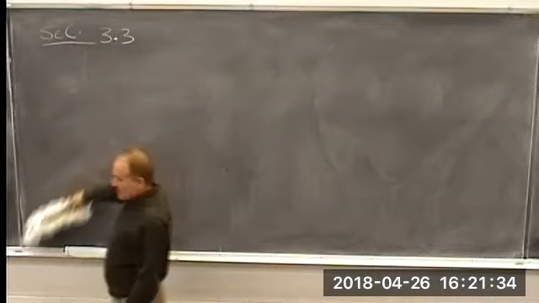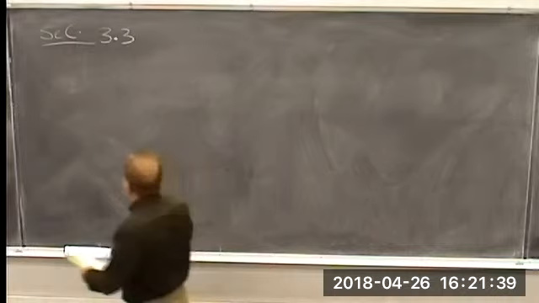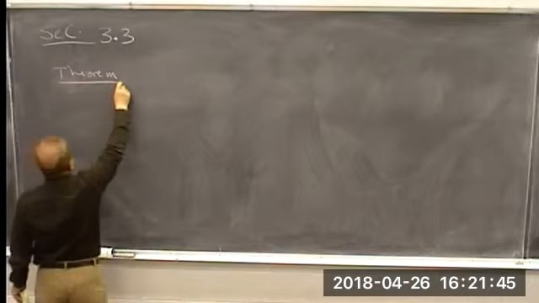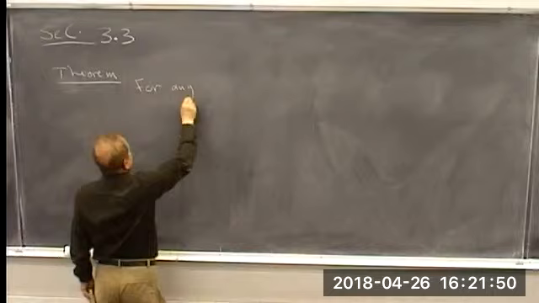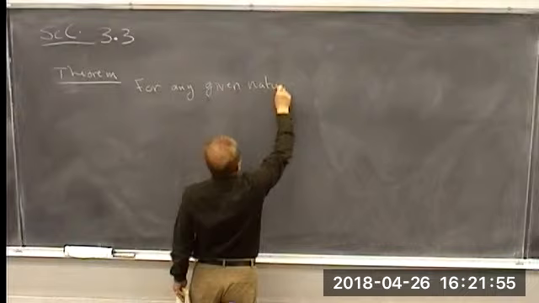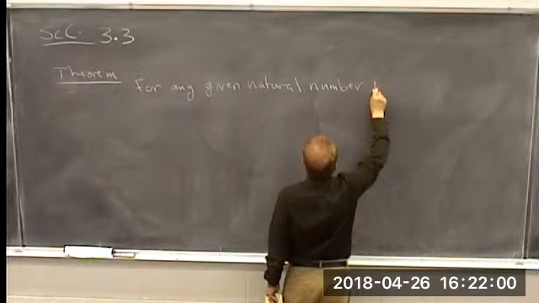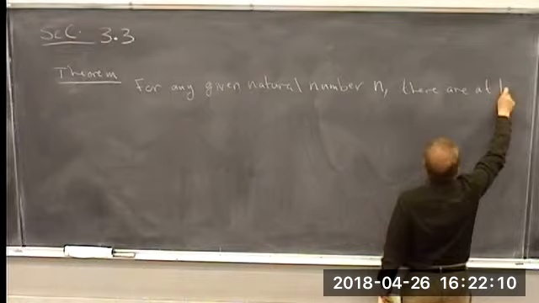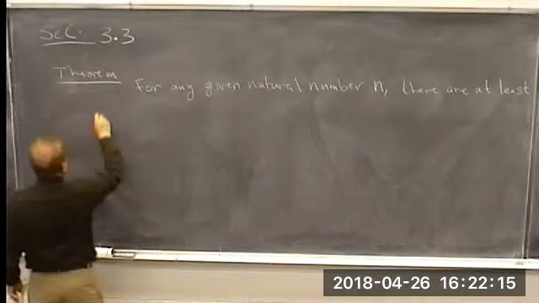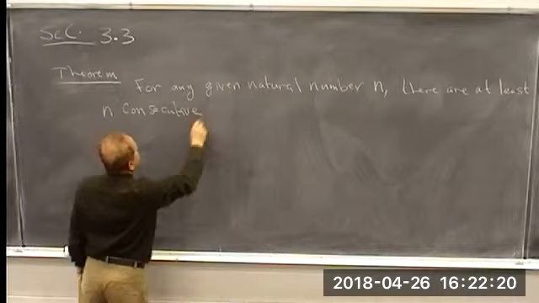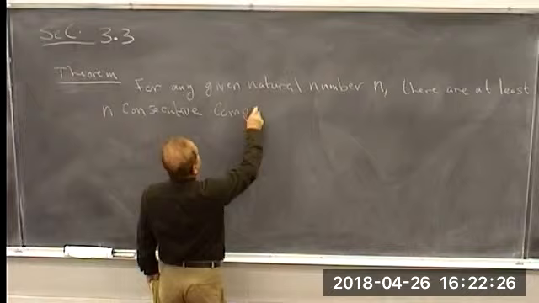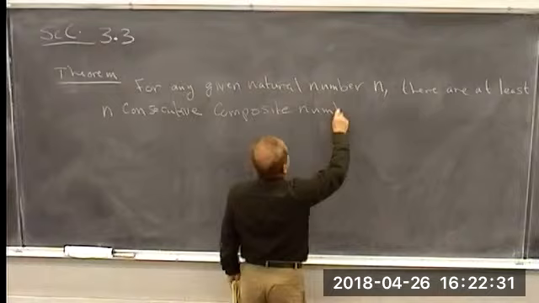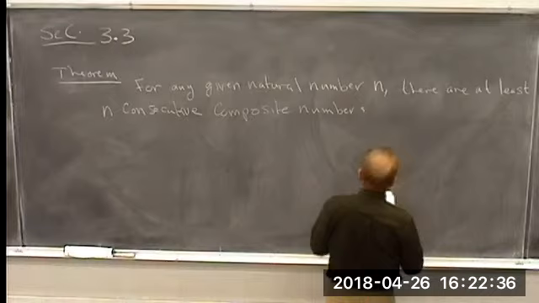So this is the theorem. It says for any given natural number n, there are at least n consecutive composite numbers. That's it. Okay, so for any n given, there are at least n consecutive composite numbers.